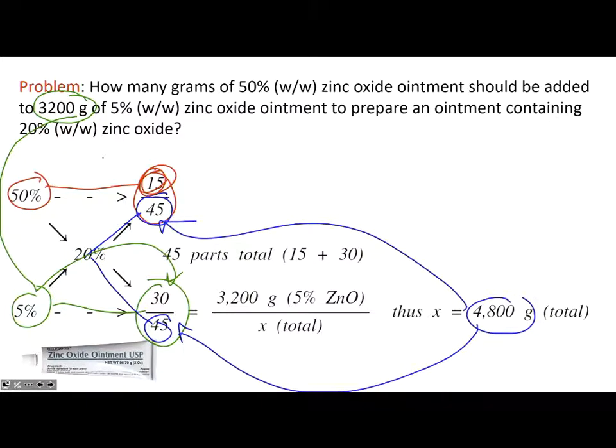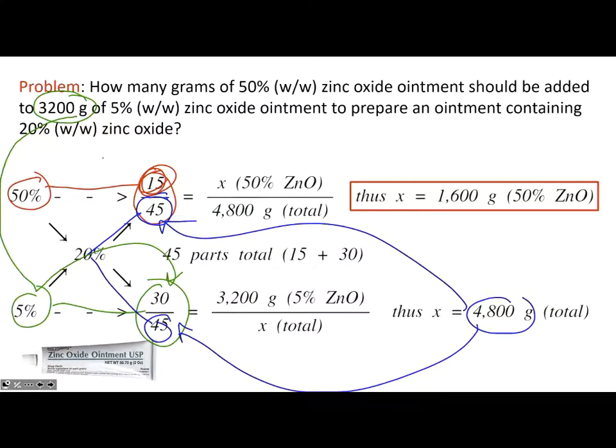So now I can set up a second proportion where I set it equal to X amount of the 50%, because remember the 15 parts represents the amount of the 50%, over the total weight, which we just solved now. Now we know what the total weight is. We know what the 45 parts represents. We know it represents 4,800 grams. Solve for X by doing 15 times 4,800, divide by 45, and you get that X equals 1,600 grams. And since that is the top, it represents the 15 parts, it represents the weight of the 50% zinc oxide.